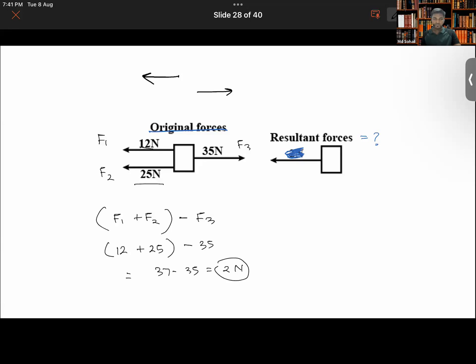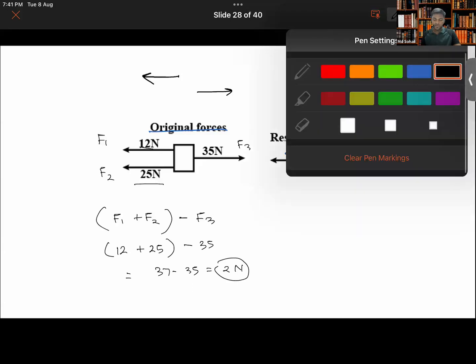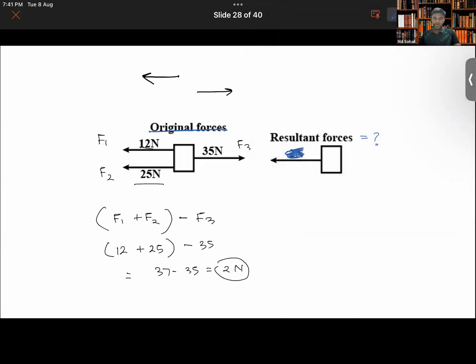At the left. The object will move at the left. Alona, are you able to relate? Things are clear?